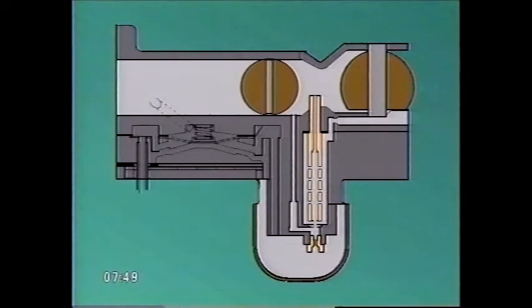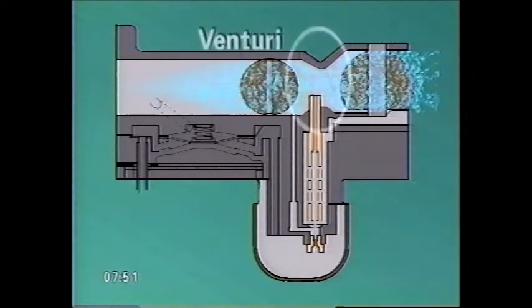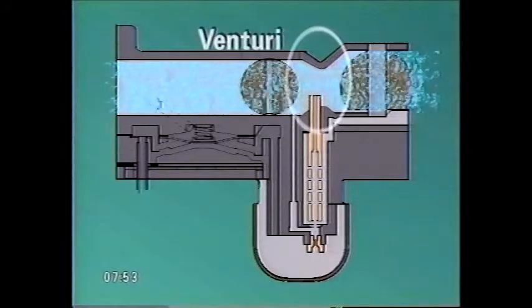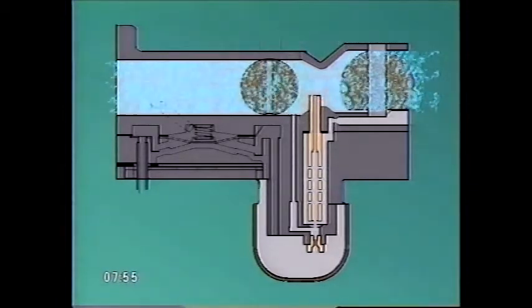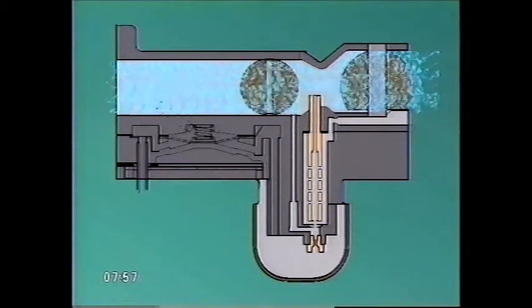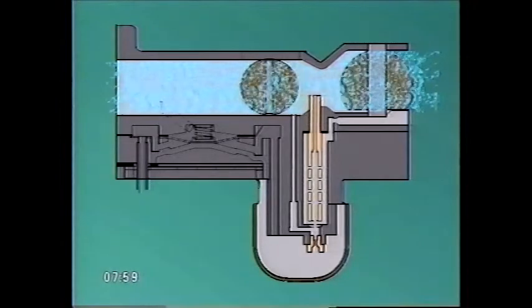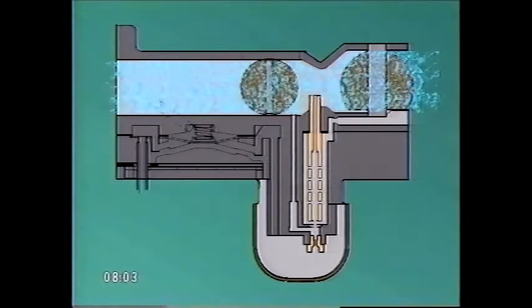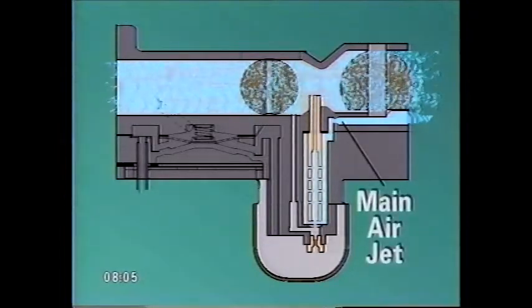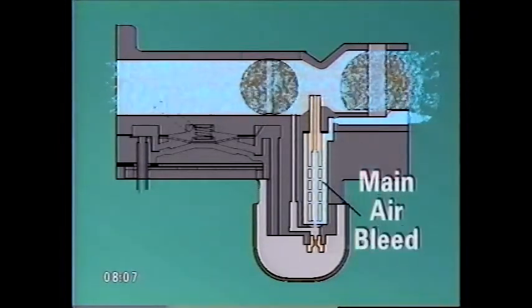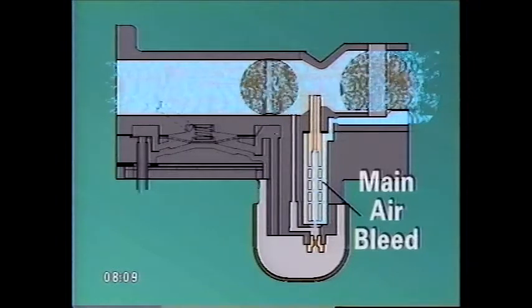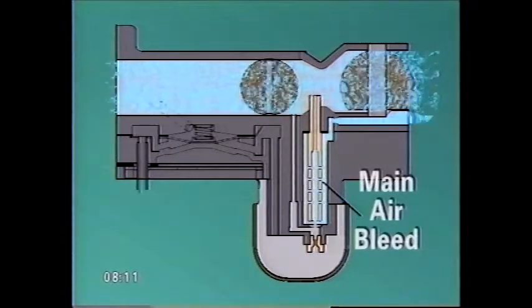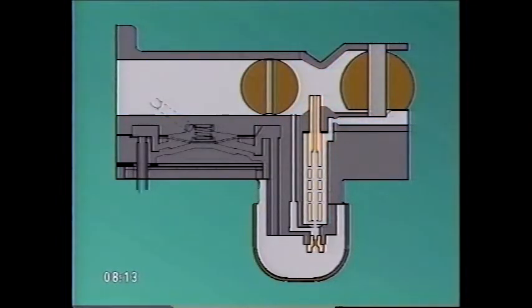After the air passes the choke, it enters the venturi, which compresses the air and increases its speed. The pressure then drops as the barrel becomes larger again, creating a partial vacuum. At the same time, part of the air enters the main air jet and is channeled down to the main air bleed. We'll show you what happens with it in a moment. First, let's look at the fuel side.